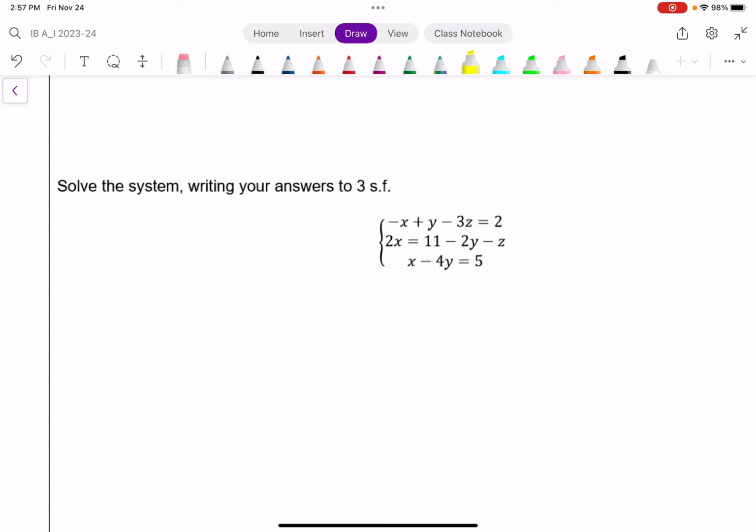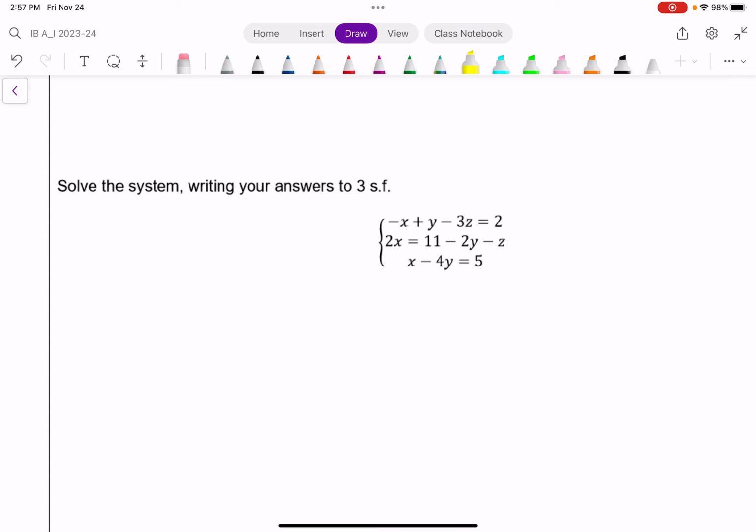On the TI-84, it's found in the same sort of place as where your polynomial root solver was. It's the next option down, the simultaneous equation solver, in which you tell it how many equations there's going to be, how many unknowns there's going to be. And so in this case, I have 3 equations with 3 unknowns, x, y, and z.